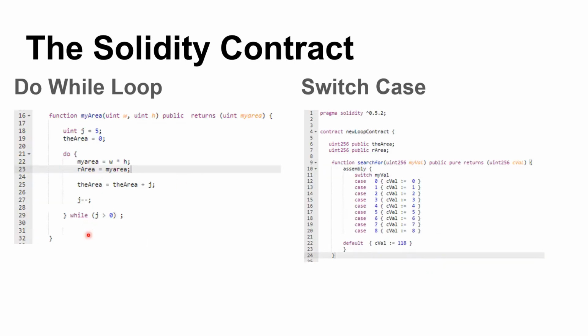We can see here our do while loop. This block here will execute one time and then continue while this statement here is true. And we can see here our switch cases, how it goes in and evaluates, and here is the default line.